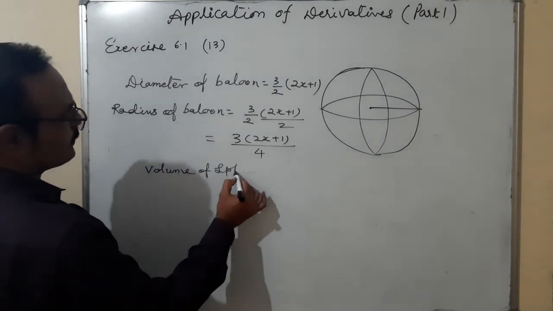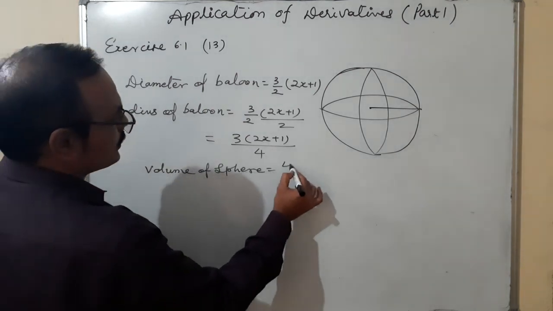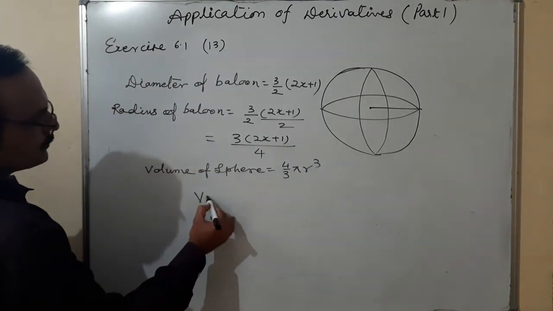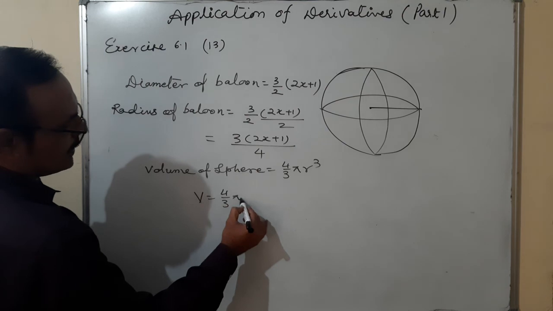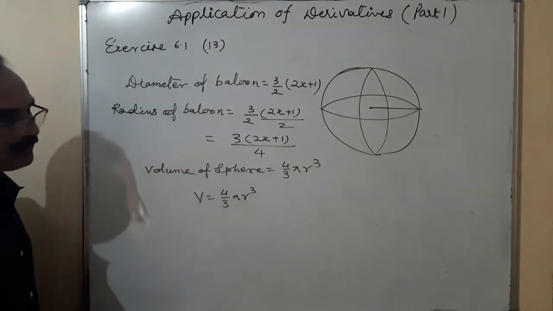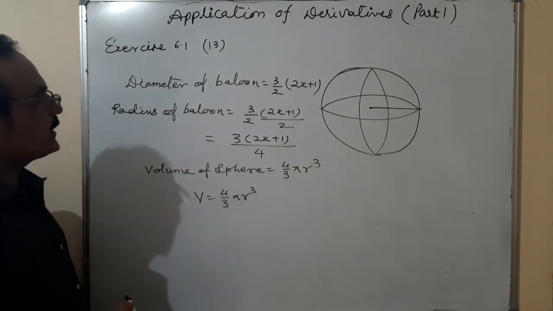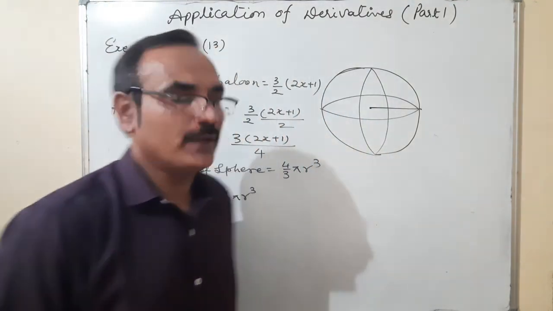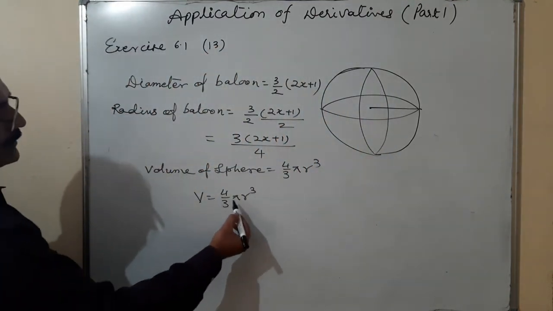Volume of sphere is equal to 4 upon 3 pi r cube. So V is equal to 4 upon 3 pi r cube. Here it is clearly mentioned that we must find the rate of change of the volume with respect to x. So that means I'll put the value first.